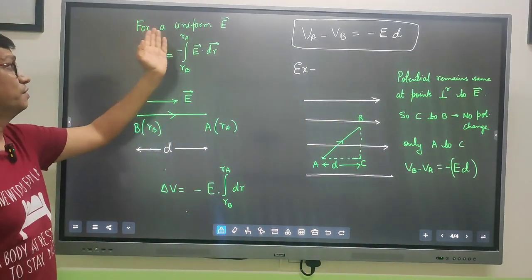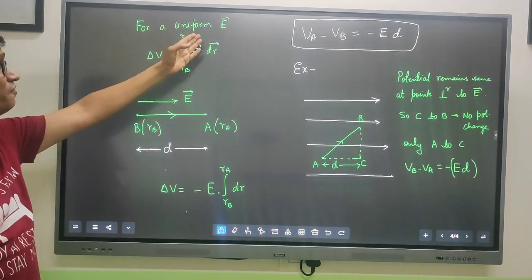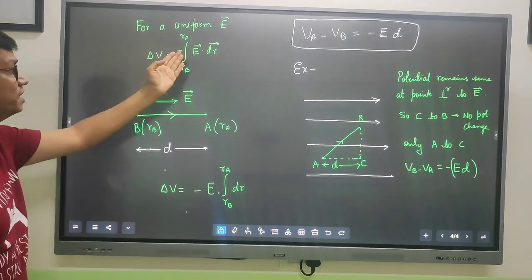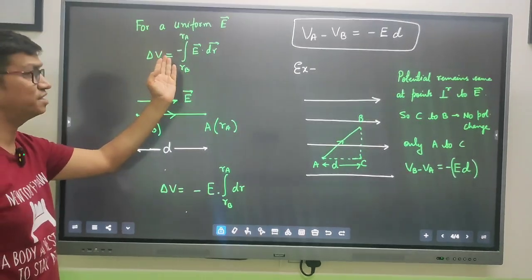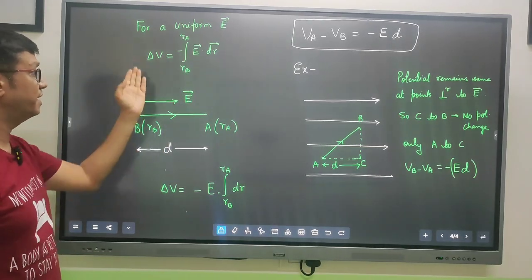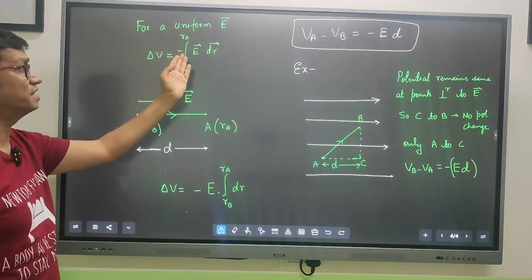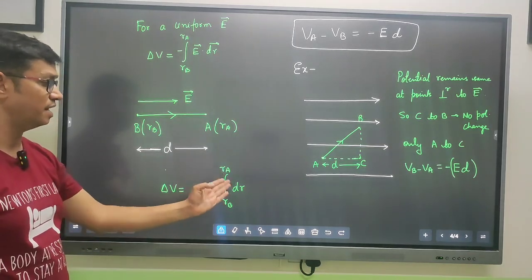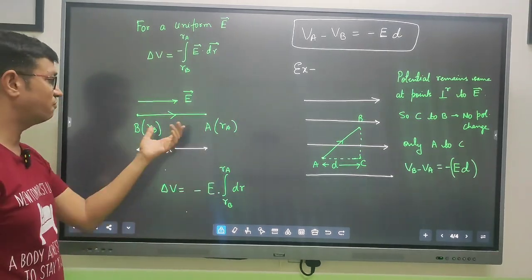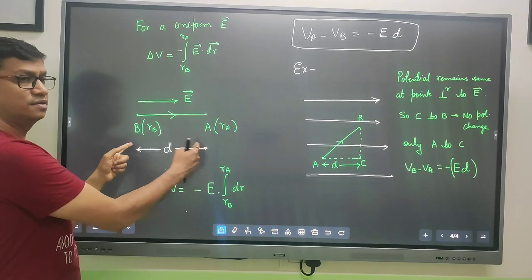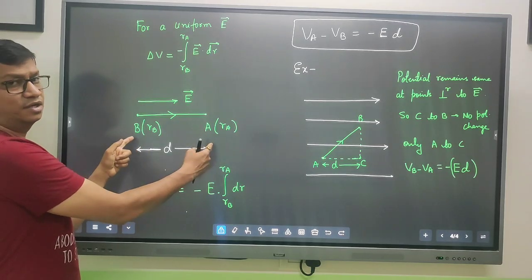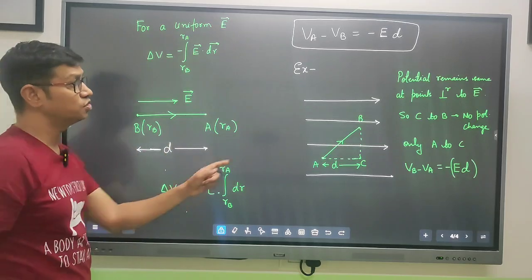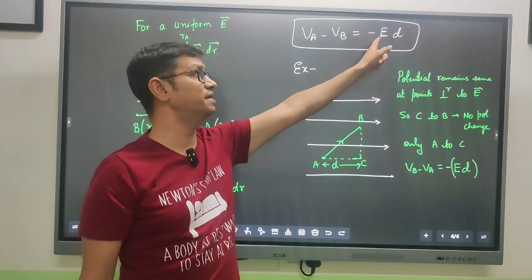Okay. If you have a uniform electric field, this formula will take a different shape because E will be uniform, so it will come out of the integration as a constant. So this will become delta V is equal to the integral from RB to RA with a minus sign of E dot dr. E will come out, and this will become the integral from RB to RA of dr, which is nothing but the difference between these two, the distance between these two points, that is d. So this formula will become VA minus VB is equal to minus E into d.